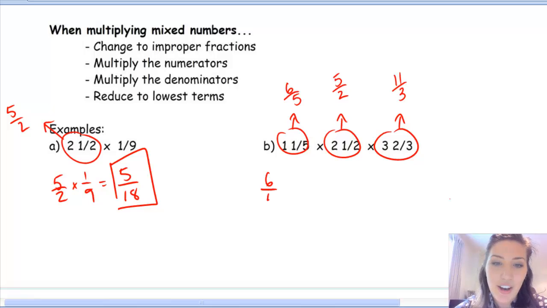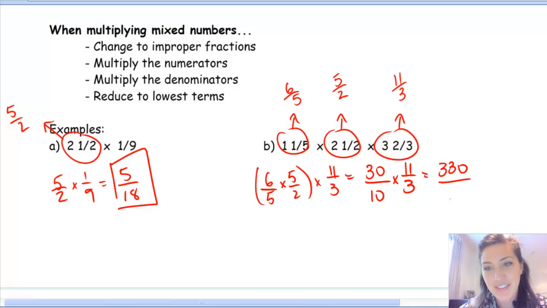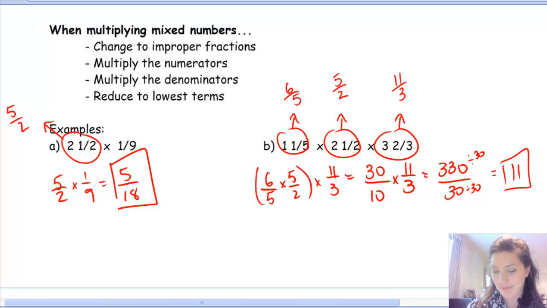So 6 over 5. We'll multiply that first by 5 over 2, and then we'll multiply that by 11 over 3. So 6 times 5 is 30. 5 times 2 is 10, times 11 over 3. Remember, we don't need to make the denominators the same when we're multiplying. 30 times 11 is 330. 10 times 3 is 30. We can divide both of these by 30, and we end up with 11.